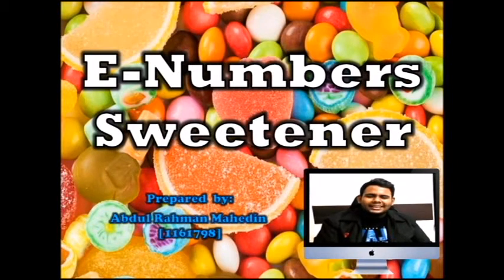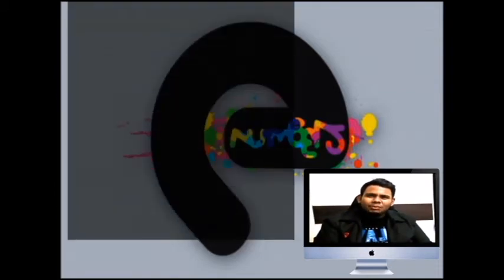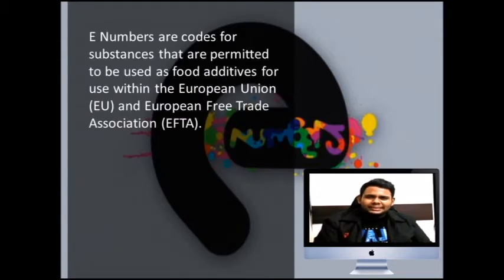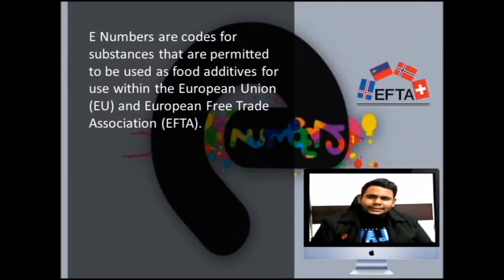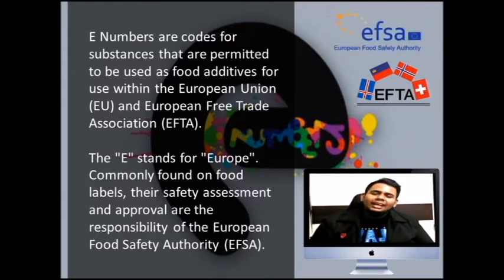So now we will move into the E-numbers of sweeteners. So what are E-numbers? E-numbers are codes for substances that are permitted to be used as food additives within the European Union (EU) and European Free Trade Association (EFTA). The E stands for Europe, commonly found on food labels. Their safety assessment and approval are the responsibility of the European Food Safety Authority, EFSA.